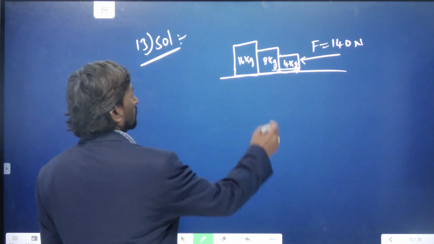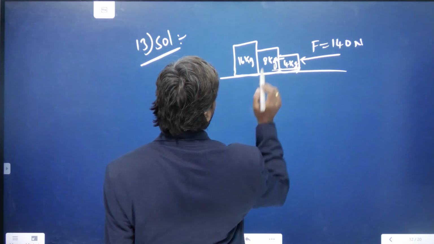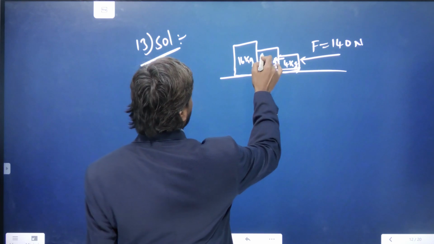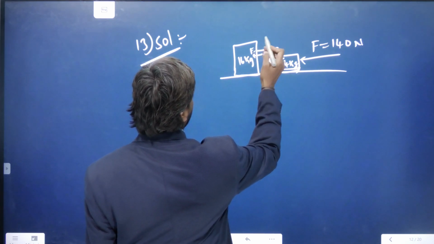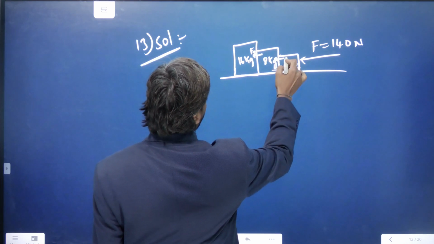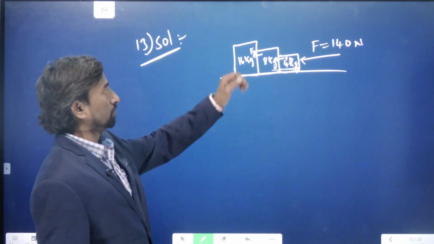See here. The 4 kg block will apply a force on the 8 kg block, and the 8 kg block will apply a force on this one. So like F8 we can add there, and this one we can add as F4. It means the 4 kg block will apply the force on the 8 kg block, this one and this one.